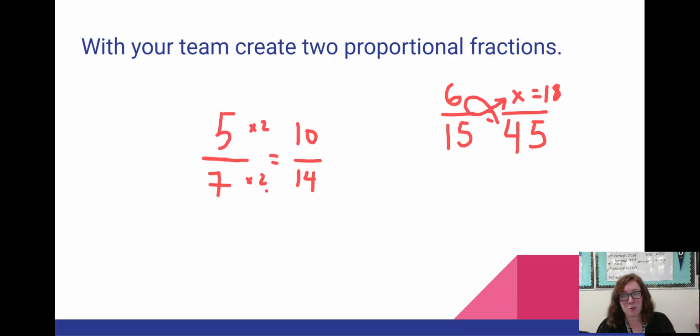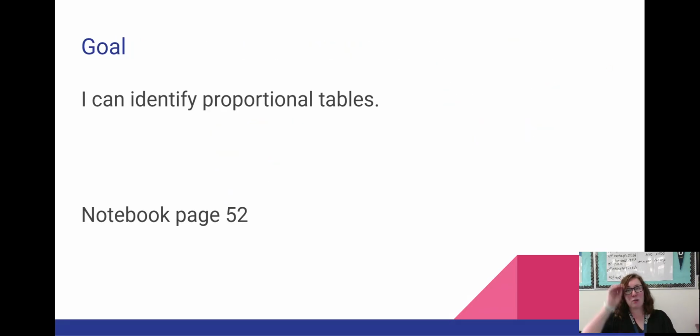Okay, so either of these strategies, you start with a fraction and just choose the multiplier. So choose a number to multiply by. I chose 2. Or choose 3 numbers and then use the fish method or butterfly method to solve for what the missing number would be. Either of those is great if you're just creating your own fractions. Okay, that was our first goal, identifying proportional fractions.